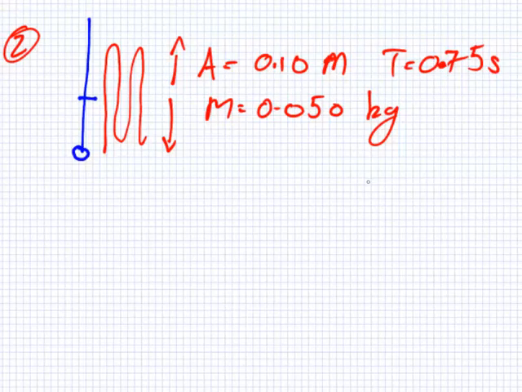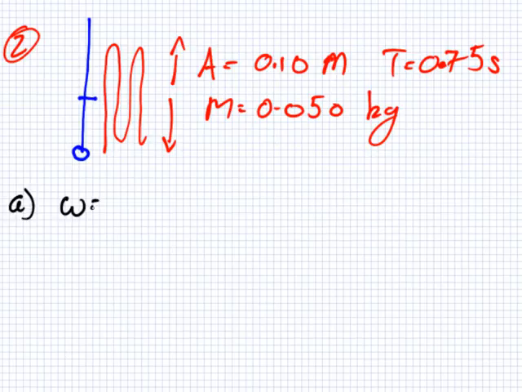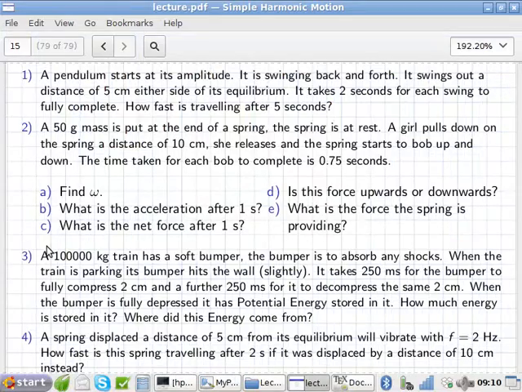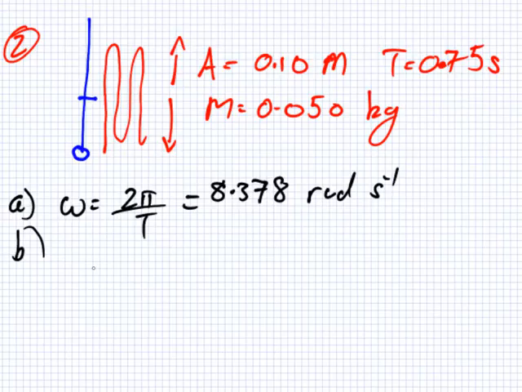Okay, so the first thing is, what is the omega? The omega is 2 pi over T, which would be 8.378 radians a second. B, what is the acceleration after 1 second? So here I need to use the formula.